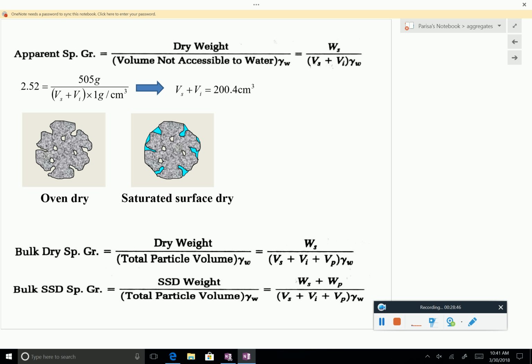Think how you would get the weight of water in those voids. If you know the weight of water in those voids and you know the density of water, you can get this volume. This is how you would go about it. Again, to get Vp, first calculate W sub P. That's the weight of water in those voids. If you know the weight, you know the density of water, you get the volume.